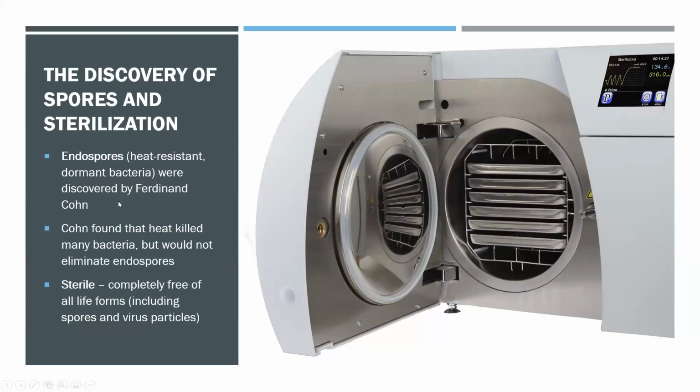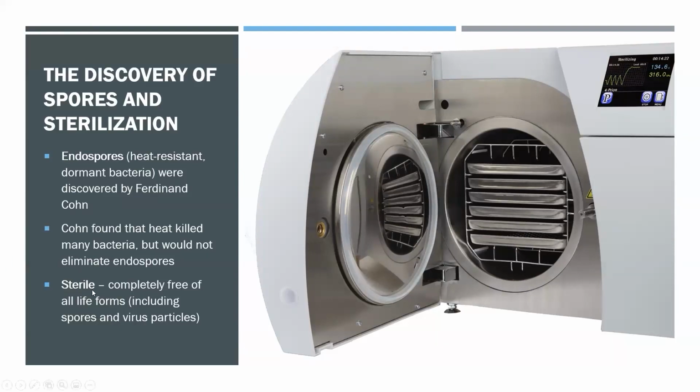And these were discovered by Ferdinand Cohn, who found that heat would kill most vegetative, normal bacteria that are metabolically active. He could kill them with heat. So in the microbiology lab, we often use metal loops to move bacteria to different places. And he found you could heat that loop and it would kill most of the bacteria. But the caveat is it won't eliminate endospores. So it will kill the normal vegetative cells, but these dormant bacteria are much more resistant. To kill them, we need to sterilize.